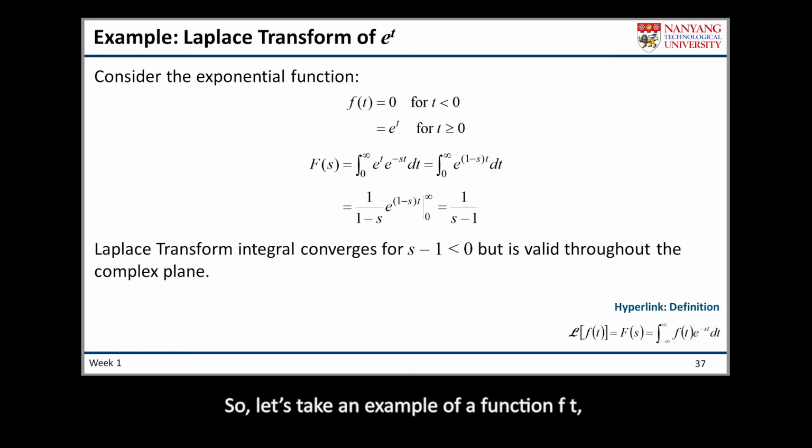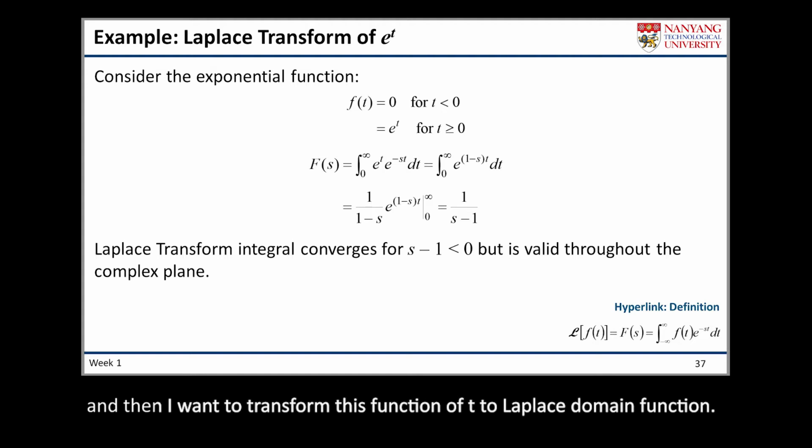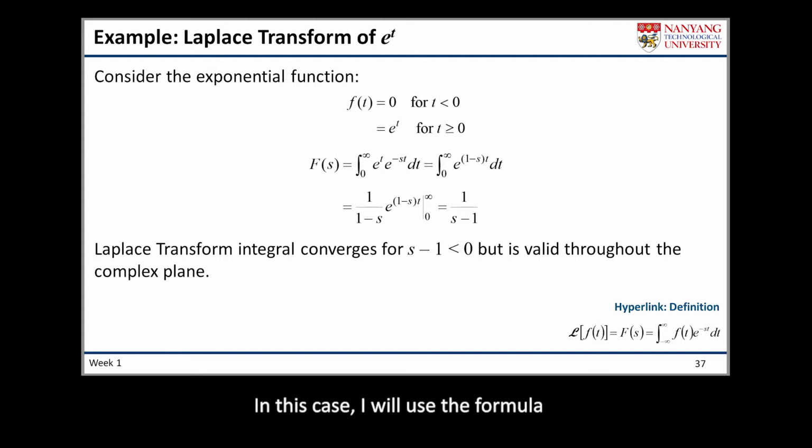So let's take an example of a function f(t) where t is equal to 0 for negative t, and for 0 and positive t, f(t) will be equal to exponential of t. And then I want to transform this function of t to a Laplace domain function. In this case, I will use the formula that I presented in the first few slides to convert a time domain function to a Laplace domain function.